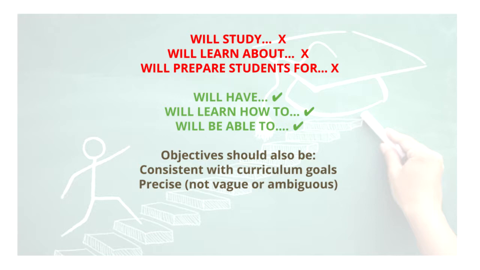That's much better. Now, it is important to mention that we should always keep in mind that objectives should be consistent with the curriculum goals, or goal if it's only one. And they should always be precise. They shouldn't be vague or ambiguous, because those are not useful.